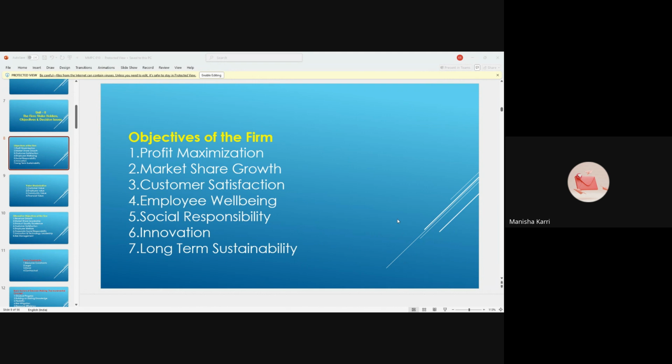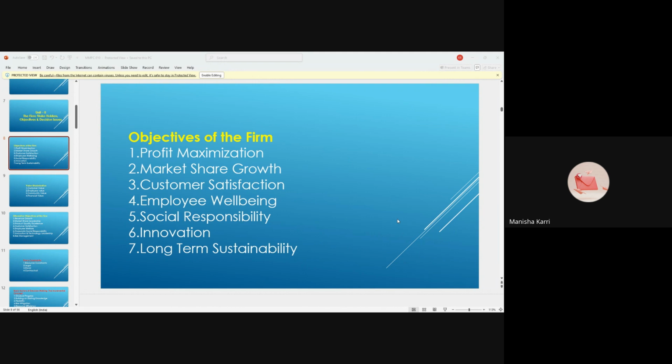Let us know. The first one is profit maximization. Already I have said, profit maximization is a traditional economic theory which suggests that the primary goal of the firm is to maximize profits. We all know that every company, every organization, every firm, the main primary goal is to earn profit, isn't it? So, this objective focuses on generating revenue in excess of the cost, which is nothing but profit maximization, the main objective of every firm.